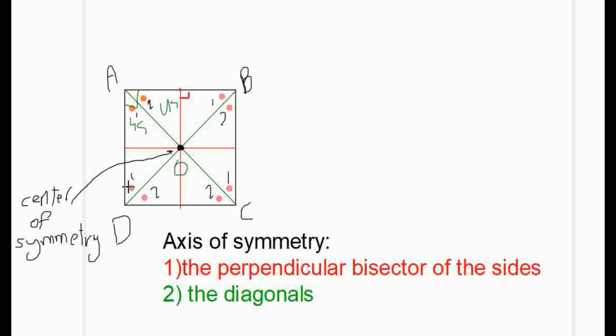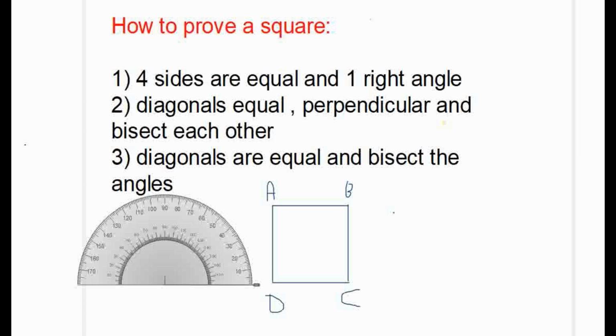So angle D, which is all of it, is 90. Yes, so this diagonal, the green one, cuts this angle in half, which means it is 45 and 45. So if I call this angle 1 and angle 2, angle 1 will be 45 and angle 2 will be 45. Similarly for C, B, and A. Finally, how to prove a square.